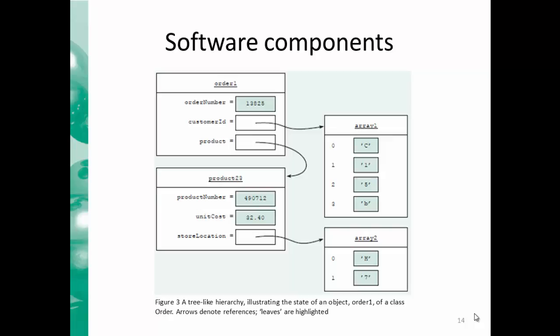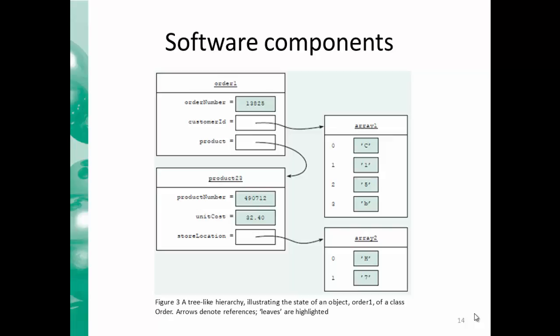Not only this, order as an object has another object in it, which is product, and that product is again built of two primitive data types, product number and unit cost, and it also includes an object, array. So this is the hierarchy we are talking about. Array 2 is part of object product 123. Product 123, including its array 2, is part of object order 1, which includes another object of type array and a primitive.